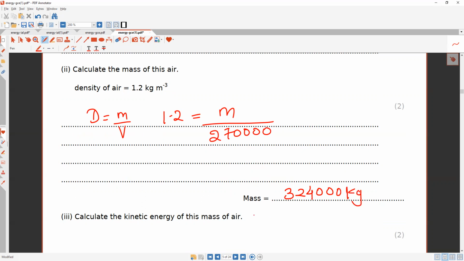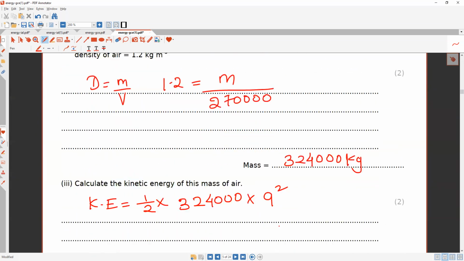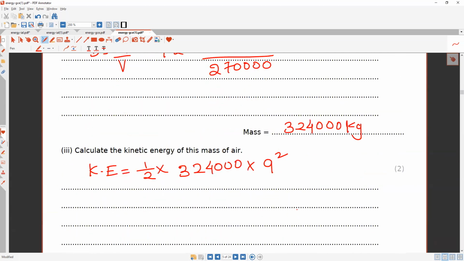Now they said, what is the kinetic energy? So kinetic energy is half mv square. Mass is 324,000 and velocity is 9. Half m v square. They said velocity 9. Okay, do this in your calculator. Check what is the answer you are getting.